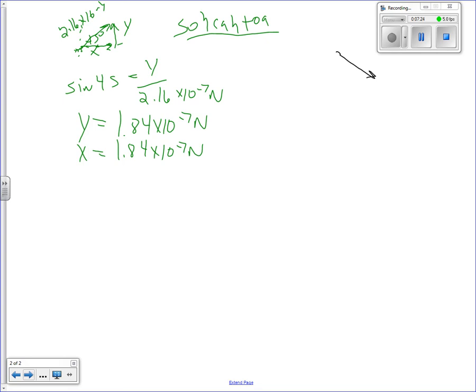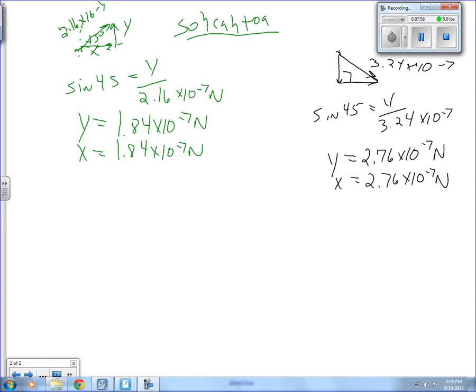Get the triangle going down, and you want to find the two components. And we know that this value is 3.24 times 10 to the negative 7th. And so we do the same thing again. Sine of 45 equal to y divided by that number. So there you go. There's our results for these things.